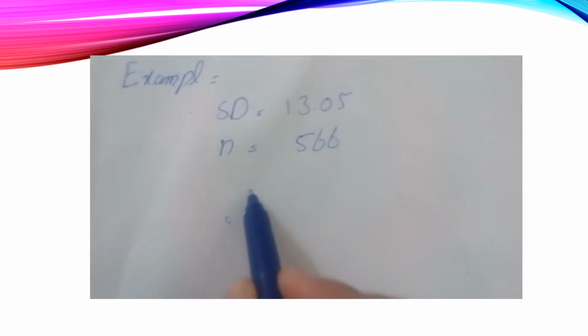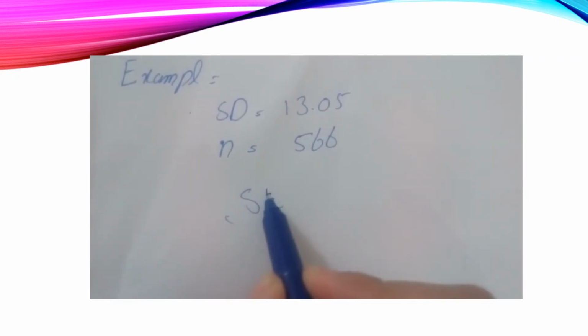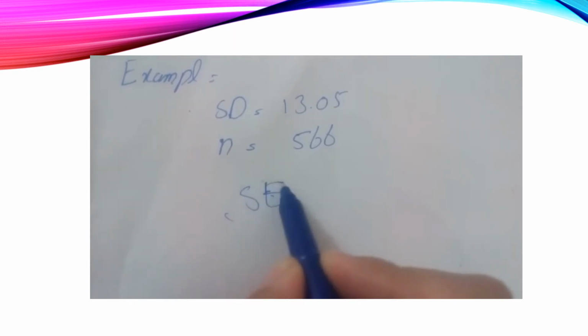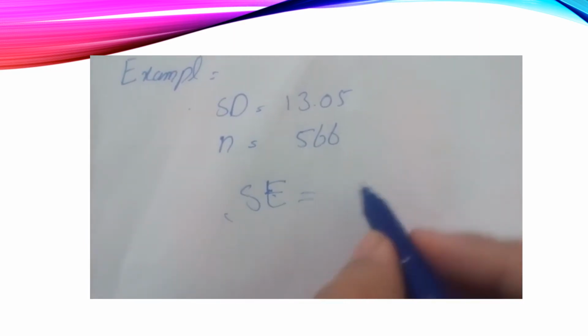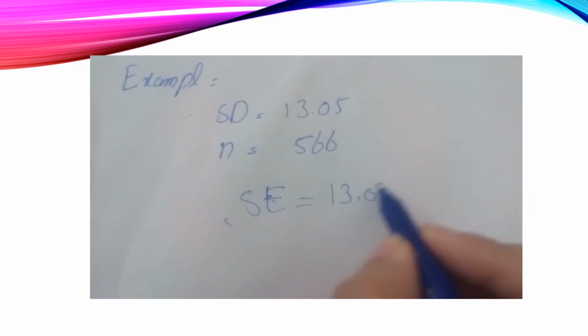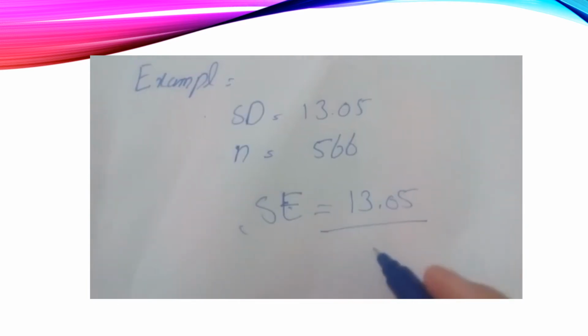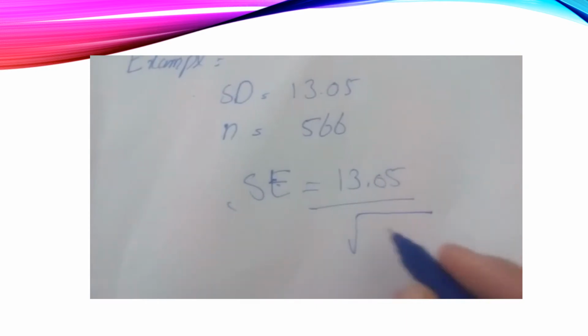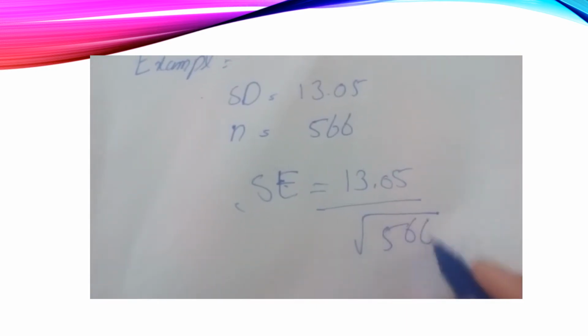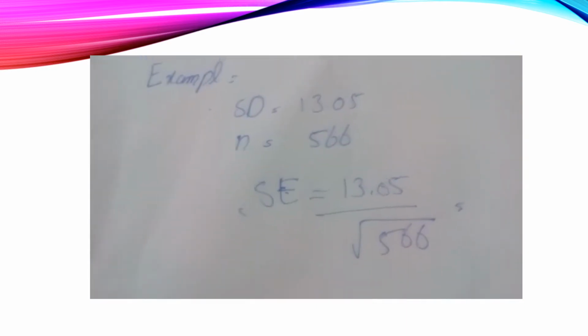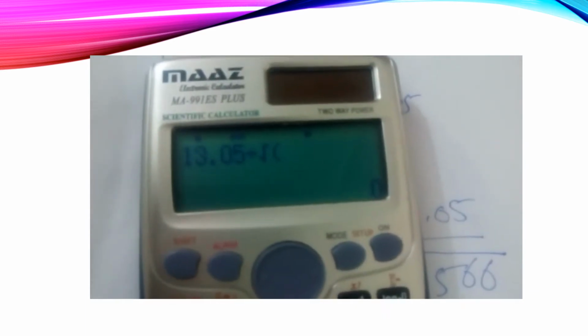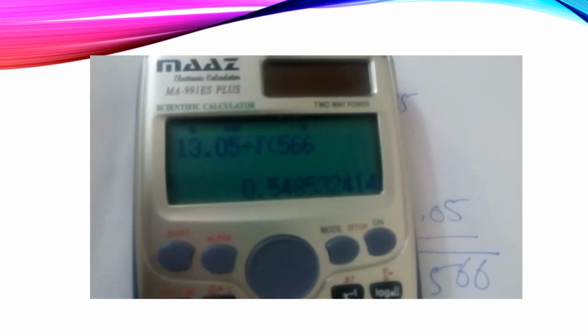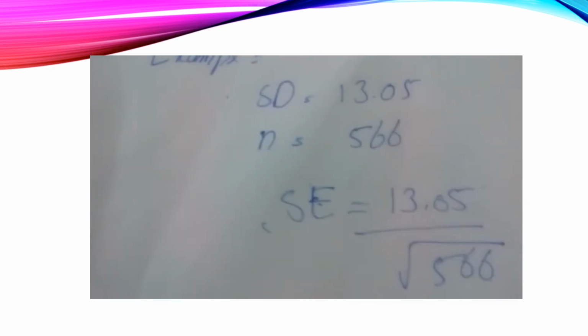So simply, the standard deviation is 13.5 and the sample size is 5566. 0.05 divided by 566, and the answer is 0.54.